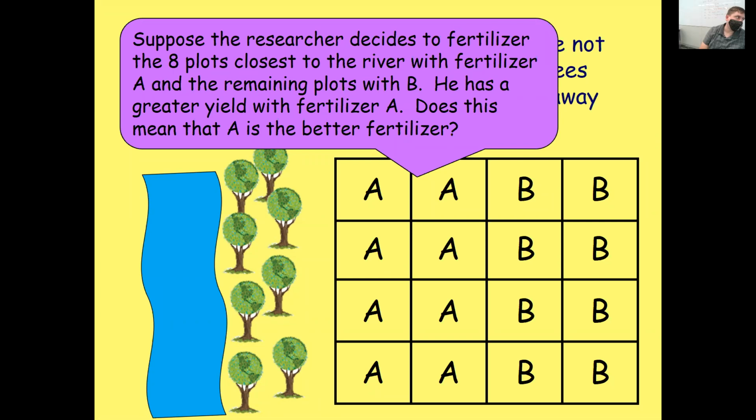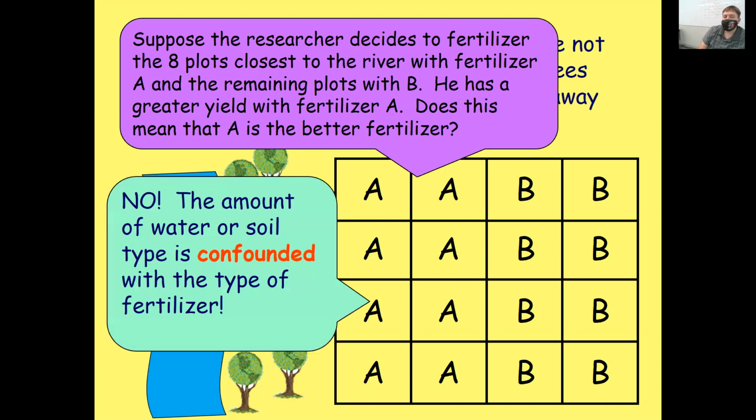So this is why the first step is very important in this, and this is randomizing. We're going to see that in just a second. So does this mean, if I set it up just like this, that fertilizer A is better if I notice that the crop yields from A come out stronger? No. We don't know if the amount of water or soil type or anything else is a confounding variable in this experiment, because I got lazy.